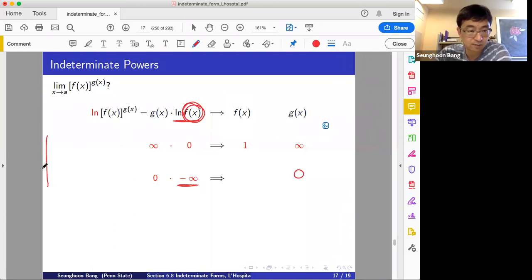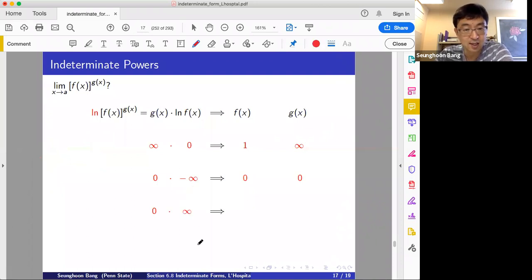This is similar. Here, the ln function is like this. This is ln of f of x, where x is like f of x. The ln function is going down. What happens? The x-axis approaches 0, right? F of x approaches 0. We have minus infinity. We have 0 times minus infinity. It's like the second one.